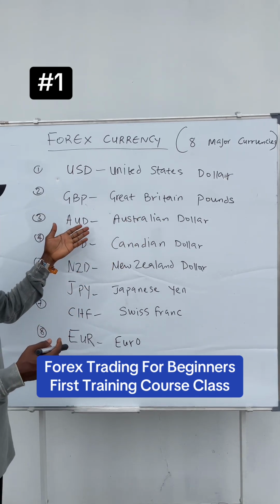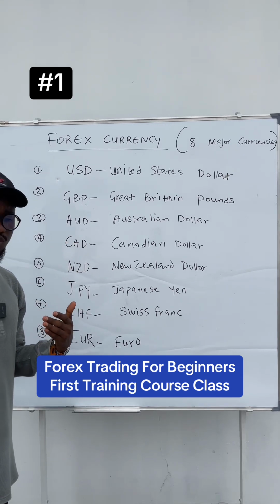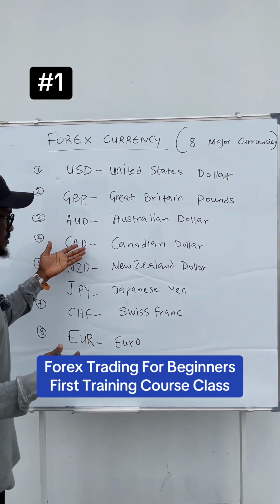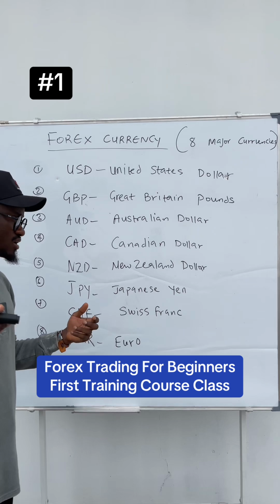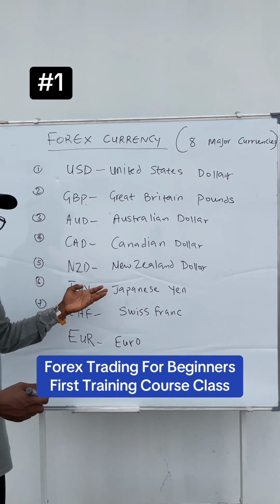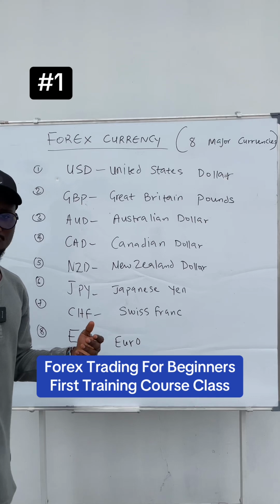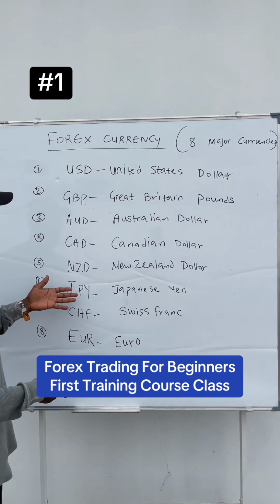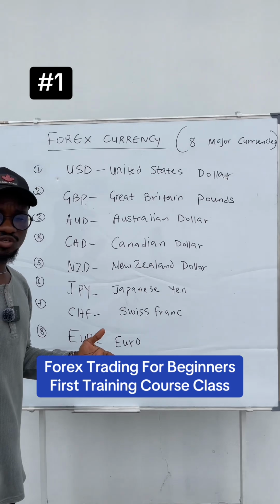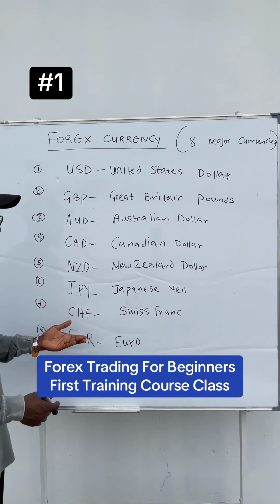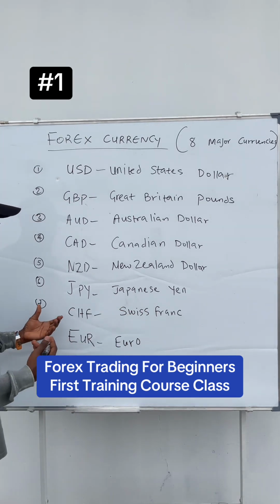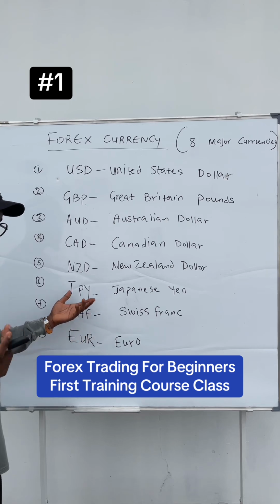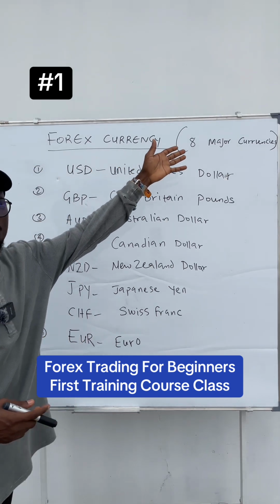We have the AUD, which is the Australian dollar, the currency of Australia. We have the Canadian dollar, the CAD, the currency spent in Canada. We have the NZD, the New Zealand dollar, the currency of New Zealand. We have JPY, the Japanese yen, the currency of Japan. We have CHF, the Swiss franc, the currency in Switzerland. And we have Euro, EUR, which is the currency in Europe. So these are the 8 major currencies.